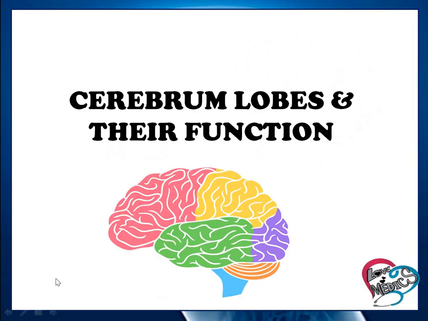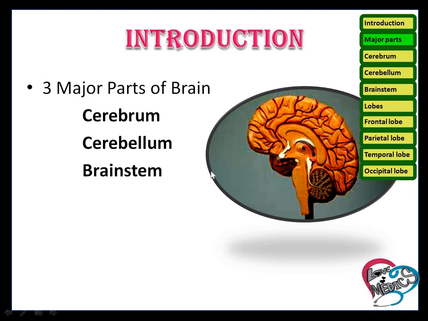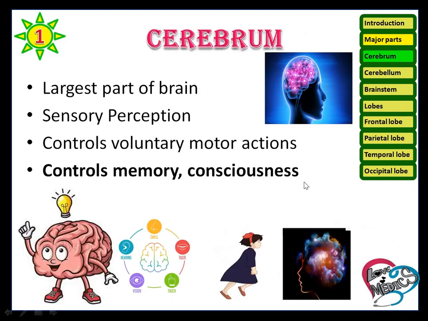This lecture is on cerebrum lobes and their functions. Our brain has three major parts. They are cerebrum, cerebellum and brainstem. Cerebrum is the largest part of the brain. It controls the sensory perception and voluntary motor activity, and also it controls the memory and consciousness.